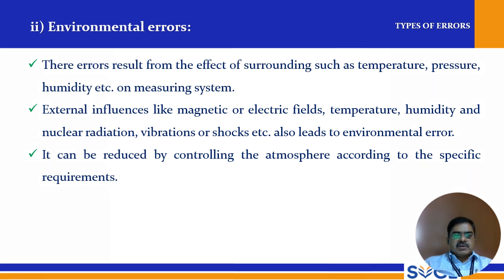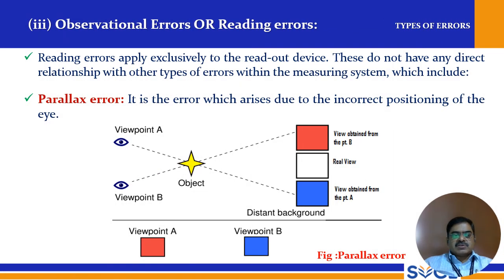And then we have observational errors or reading errors. So here the reading viewpoint, where you stand and read, matters. Reading errors apply exclusively to the readout device. These do not have any direct relationship with other types of errors within the measuring system. The major error is parallax error. It is the error which arises due to incorrect positioning of the eye. So incorrect positioning of the eye will cause this error.